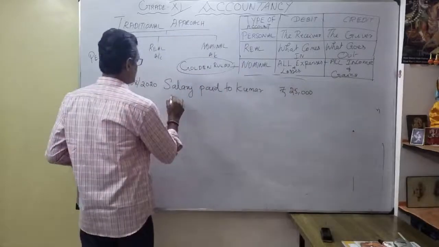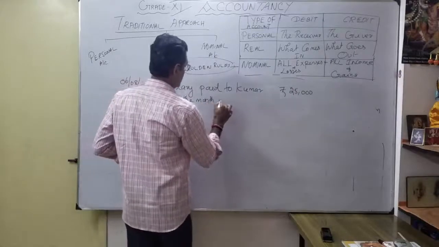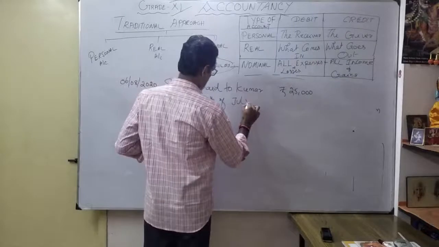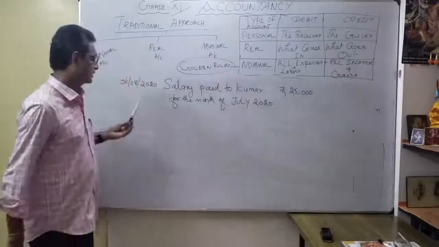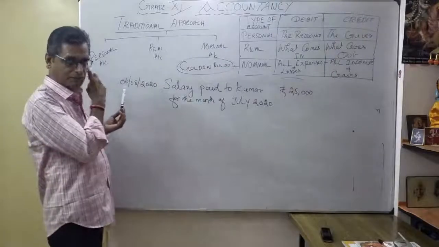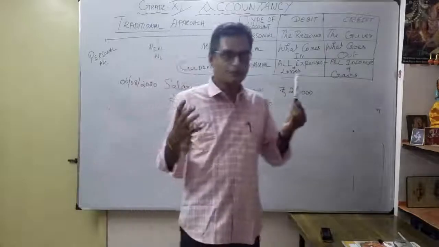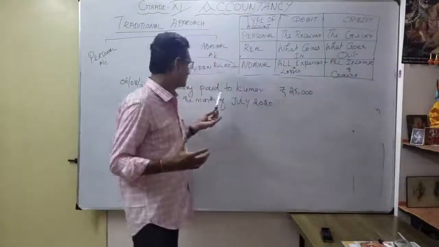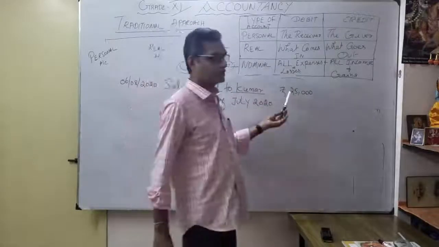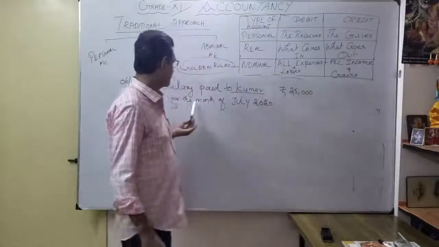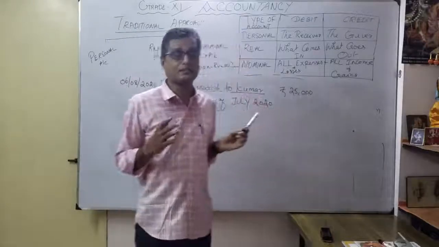For the month of July 2020. So this is called what? A business transaction. On 6th August, we have one big salary transaction, salary paid to Kumar. So here the amount is 25,000. Which month of salary? For the month of July 2020. So how do we write this transaction as a journal entry?